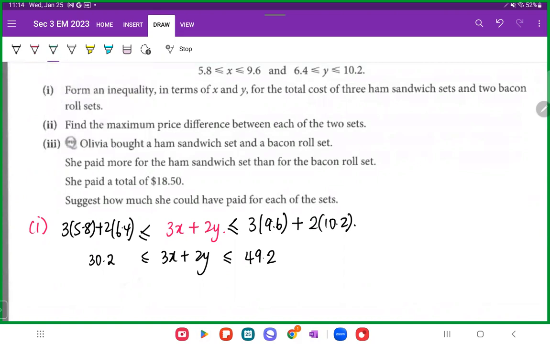All following? Okay, part 2. They want the maximum price difference between each of the two sets. So for maximum price difference, you'll take the highest of the both sets, which is 10.20. Then you minus the lowest of the other set, which is 5.80. So the highest difference is $4.40.